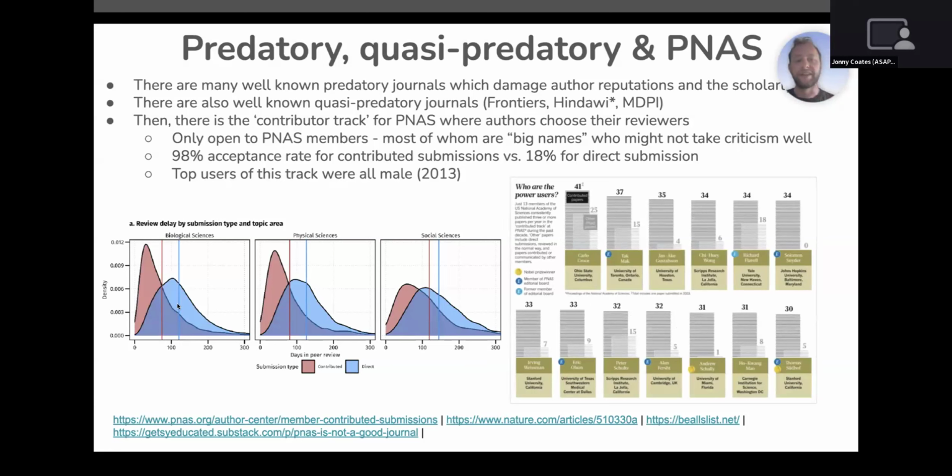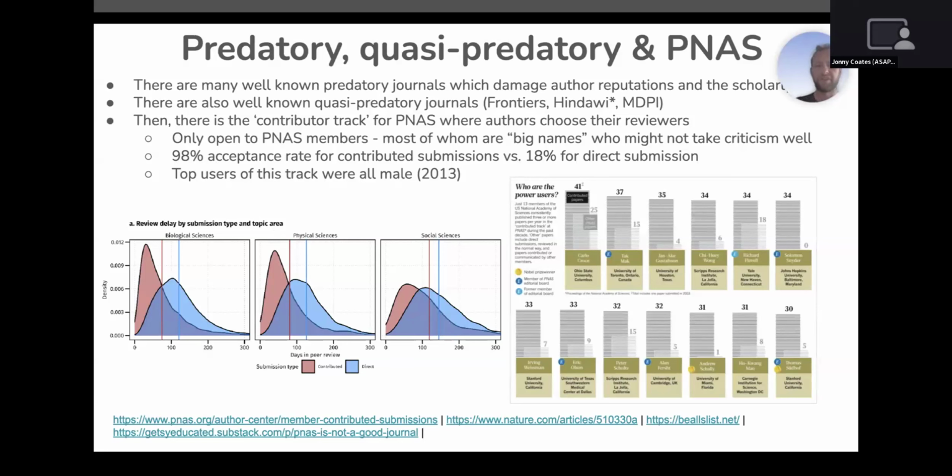And the other thing here is that manuscripts submitted via this contributed track get reviewed a lot quicker. So you can see there's a two-tier system in reviewing at this journal. And as I've shown you on the last slide, it's really difficult for the average reader to know exactly which one's which. I would say this is highly suspicious, and anything with a 98% accept rate, you probably shouldn't trust so much.